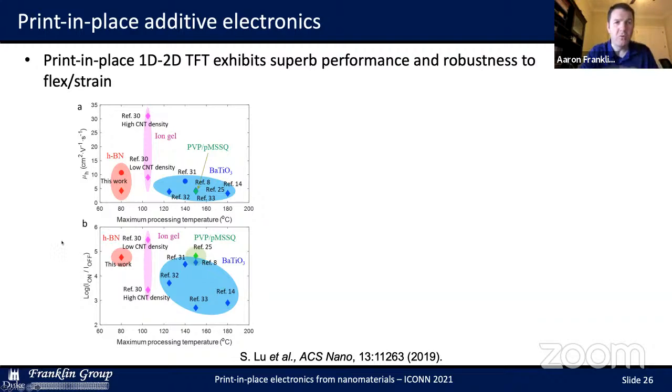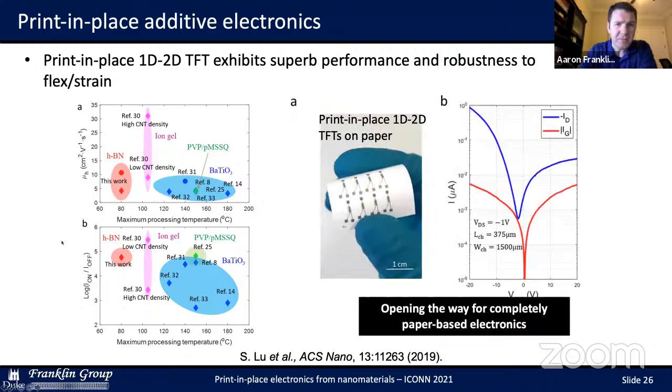So in overall composite performance metrics, the process yields very well, and it can be adapted to other substrates. So not just plastic. We showed the same devices printed on paper here, which also perform in the same manner.